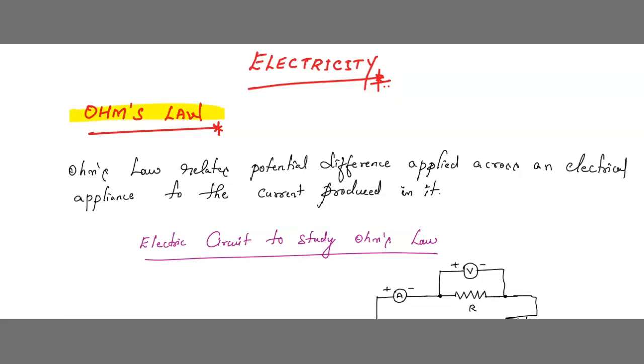Now let's begin the concept Ohm's law. Children, what exactly is this Ohm's law going to tell us? See children, Ohm's law relates the potential difference applied across an electrical appliance to the current produced in it. This is what Ohm's law relates.